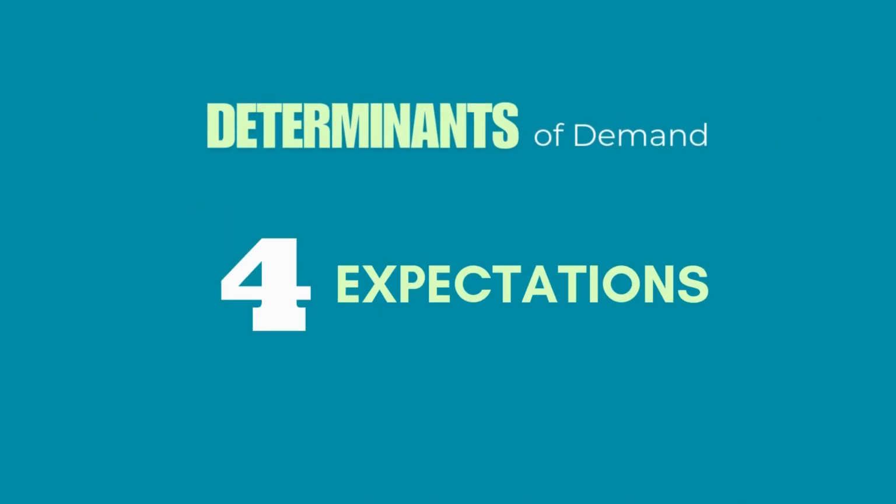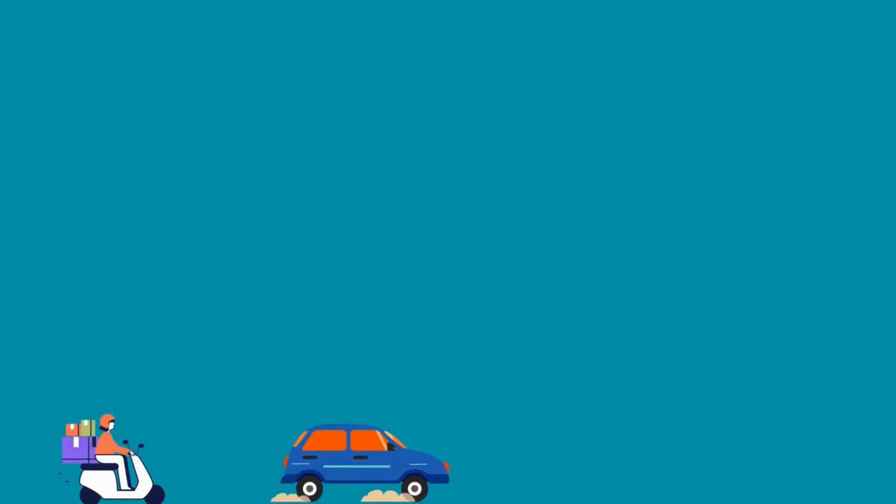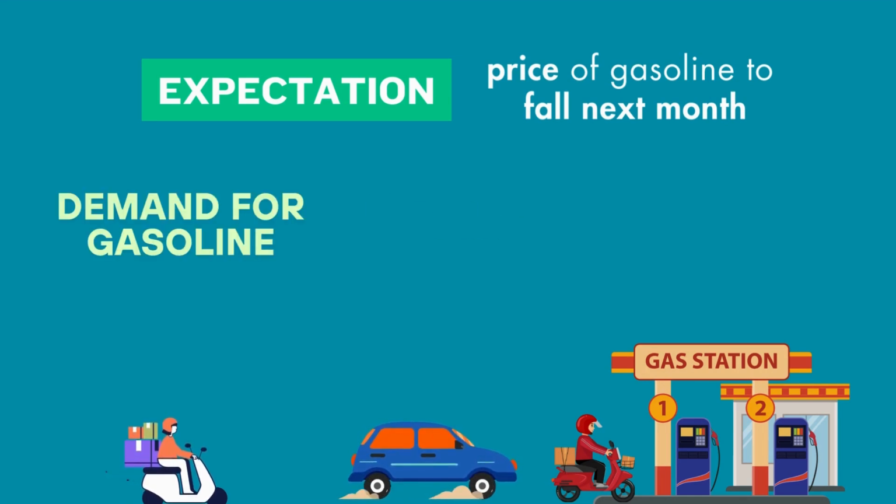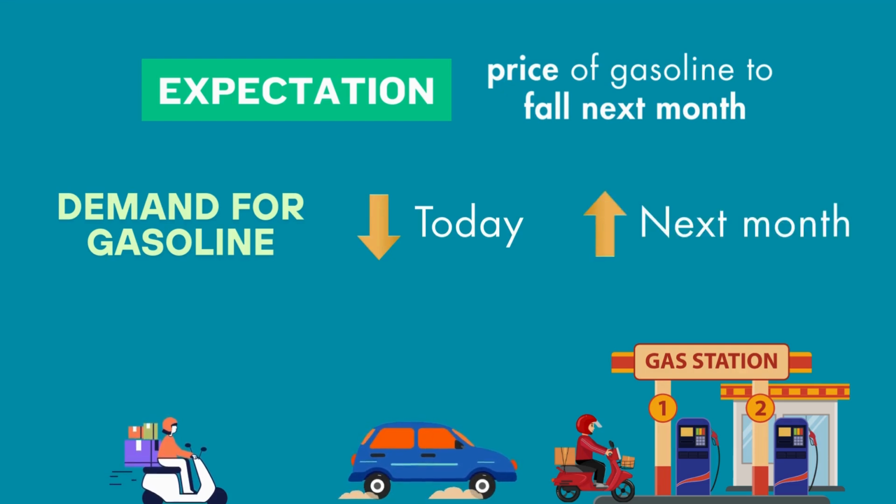People's expectation is another determinant of demand. For example, when a motorist expects that the price of gasoline will fall next month, his demand for gasoline will therefore decrease today and increase the following month.